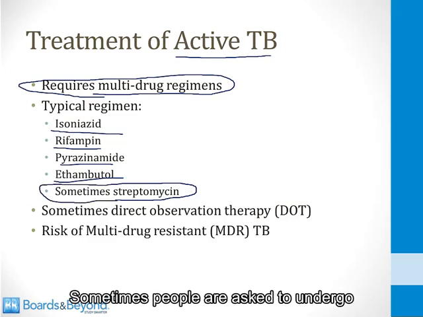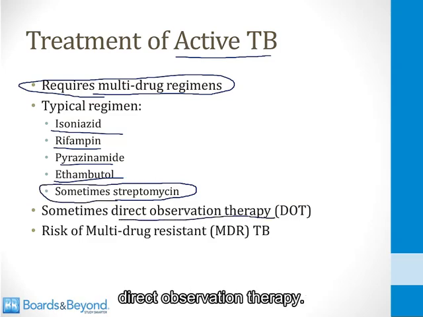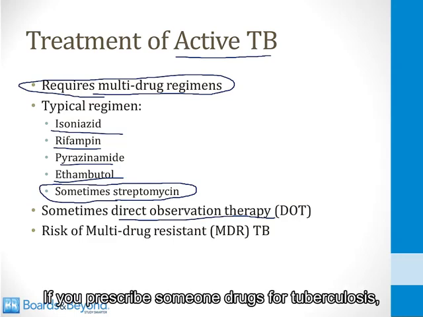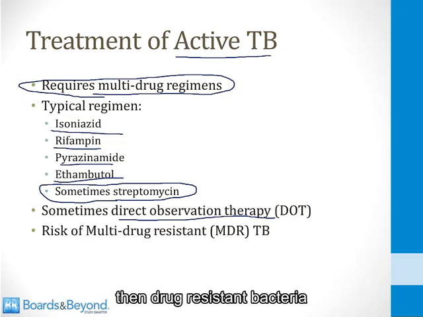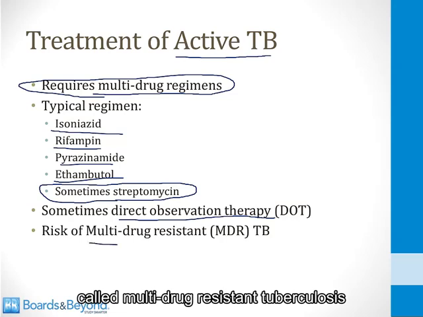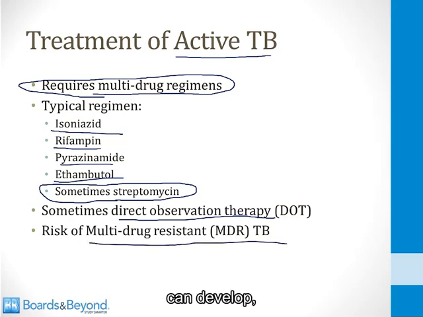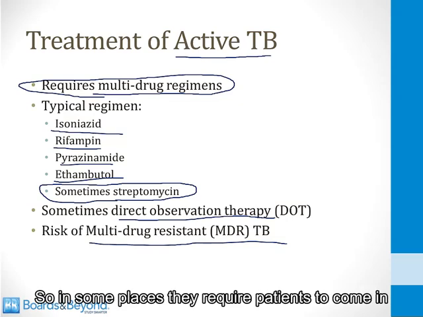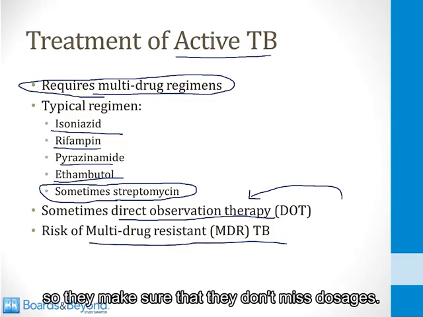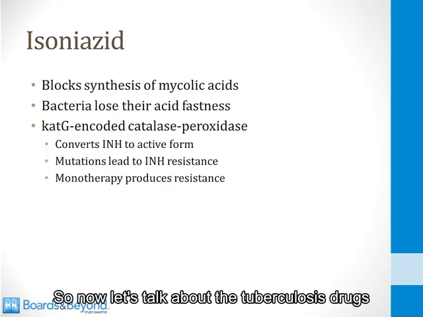Sometimes people are asked to undergo direct observation therapy, so this is a public health issue. If you prescribe someone drugs for tuberculosis and they miss dosages or they're non-compliant, then drug-resistant bacteria called multi-drug-resistant tuberculosis can develop, and this can be a threat to the community health. So in some places, they require patients to come in for observed therapy so they make sure that they don't miss dosages. So now let's talk about the tuberculosis drugs one at a time.